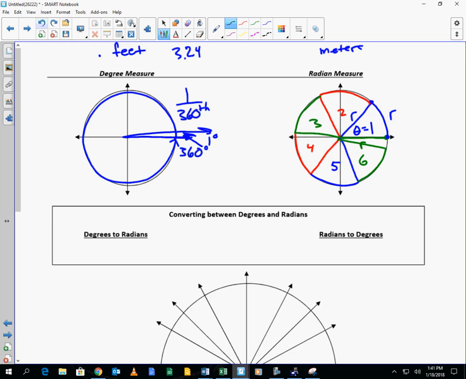Here's the aha moment. It looks like there's just a little bit more than 3 that fit halfway around the circle. It looks like there's just a little bit more than 6 that fit in an entire circle. Just a little bit more than 3.14. There's exactly pi of these that fit halfway around the circle. There's exactly 2 pi of these that fit all the way around the circle.